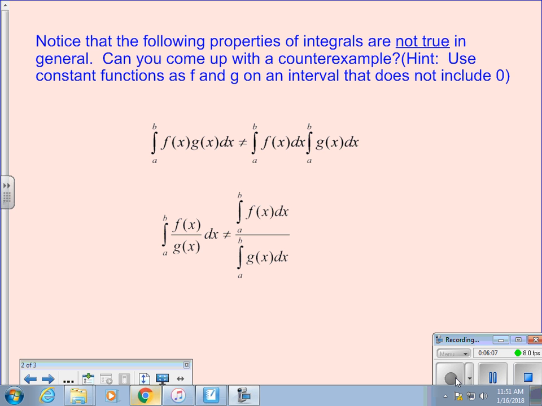Notice that the following properties of integrals are not true in general. The integral of f of x times g of x is not the integral of f of x times the integral of g of x. Just like the product rule with derivatives. The derivative of a product is not the derivative of the first times the derivative of the second. Same thing with integration. You can't just split them up and say it's this integral times that integral. It doesn't work. There is no product rule for integration. There is no quotient rule as well.